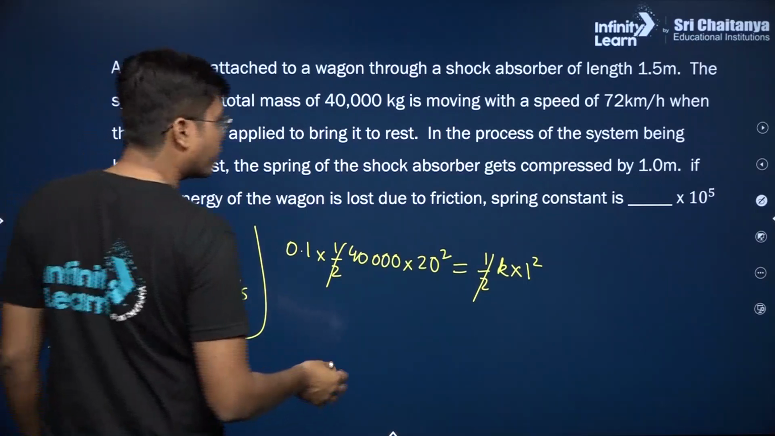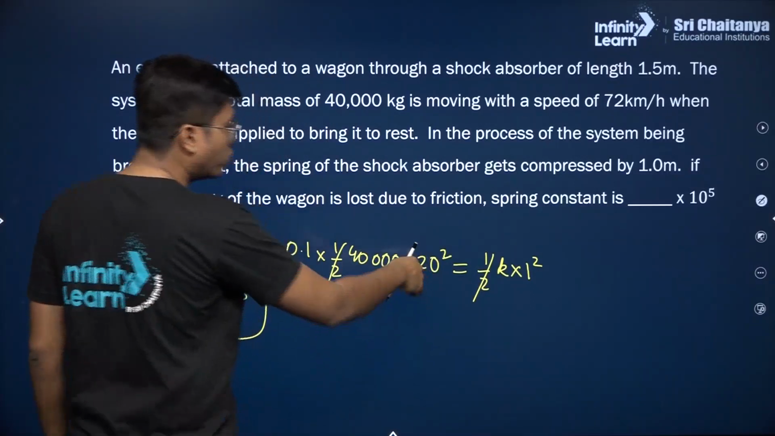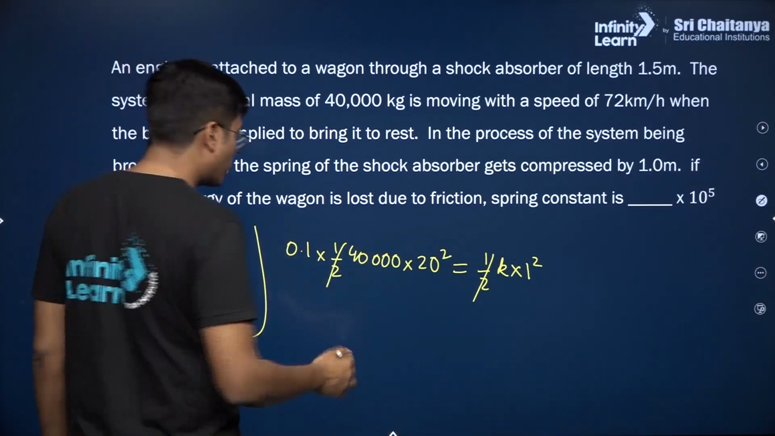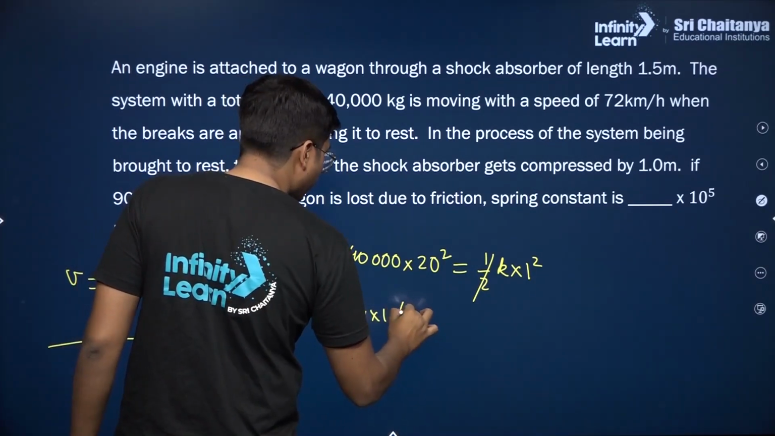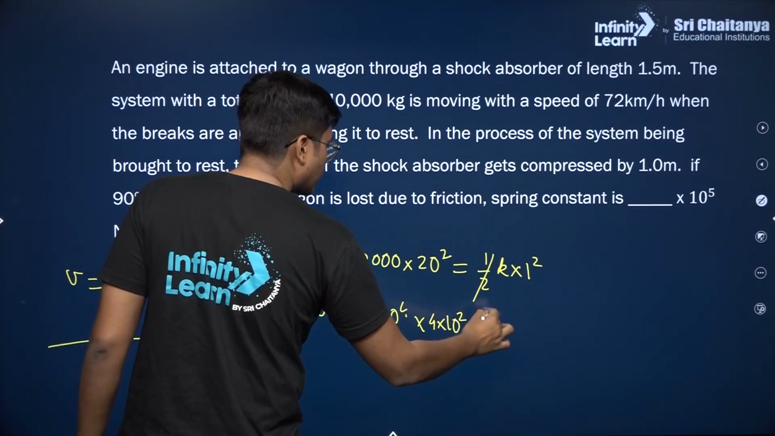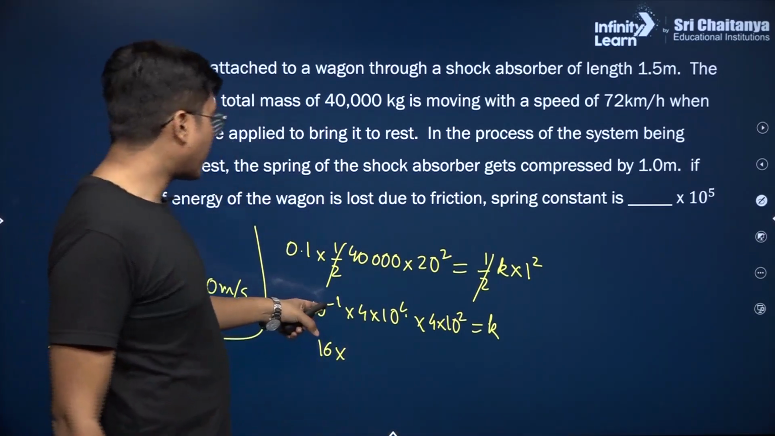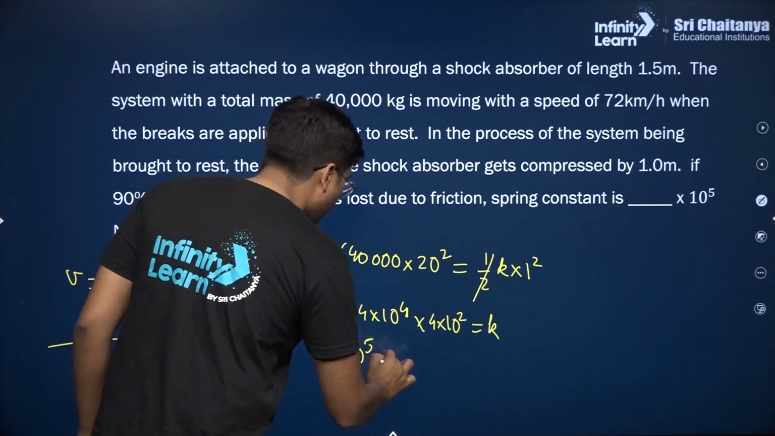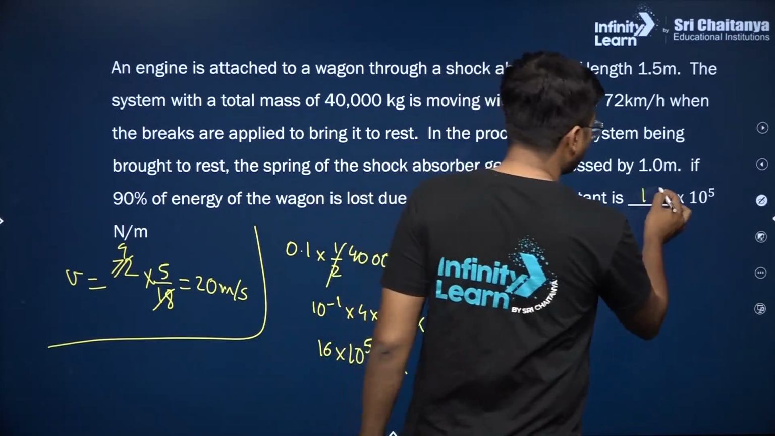Since they've asked us to find it in 10 to the power 5, this will give you 10 to the power minus 1 into 4 into 10 to the power 4, into again 4 into 10 to the power 2. That is equal to k. Now we can do it. It's going to be 16 into the 10 powers: minus 1 plus 4, that is 3, 3 plus 2, that is 5. Equal to k. So we have to represent it in 10 to the power 5. So our answer is 16.